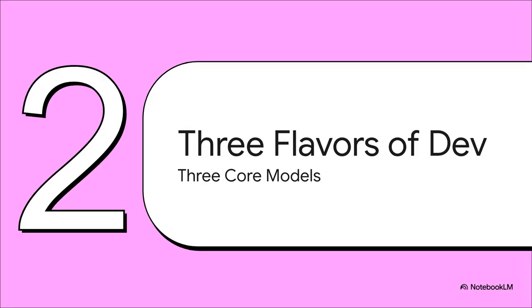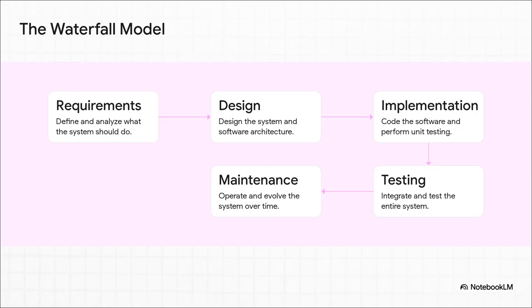Okay, so keeping those 2 big ideas in mind, planning everything up front versus planning as you go, let's look at 3 classic recipes that software teams have been using for decades. First up, we've got the original, the classic, the waterfall model. And you can really think of it like a literal waterfall. Once the water goes over one edge, there's no climbing back up, right? It's the same idea. You have to finish every single requirement before you can start the design. Then you finish all the design before you write a single line of code, and on it goes.